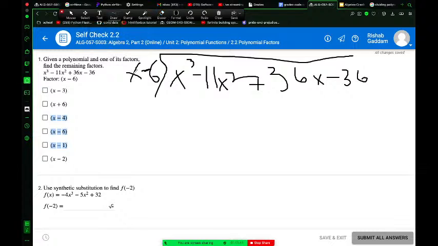Okay, so what you do is you do x minus 6. So how do you get x to the power of 3? So basically I guess we're gonna wait until he comes back. Or does anybody kind of understand how to do this?